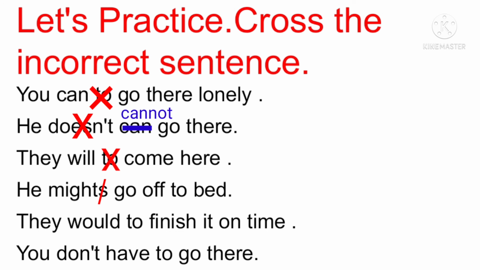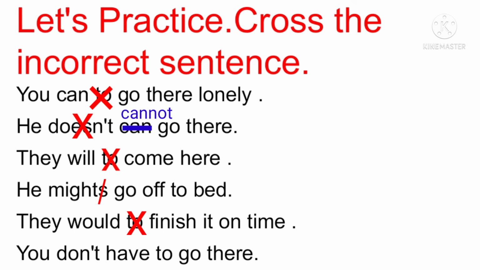Okay. Next, "They would to finish it on time." "Would" is a modal verb. So as per the basic rules, we are not supposed to add "to" with modal verbs except "have." Alright, so what will be the correct one? "They would finish it on time."